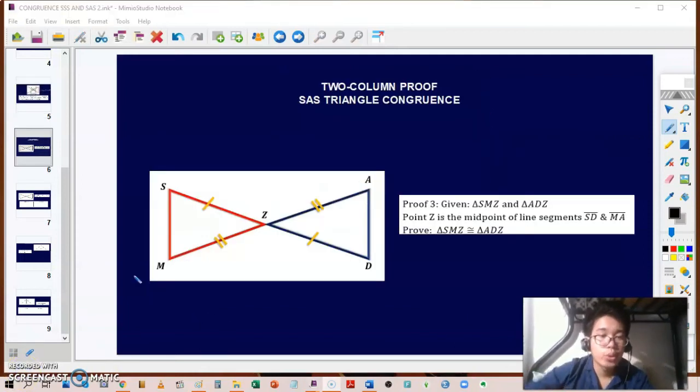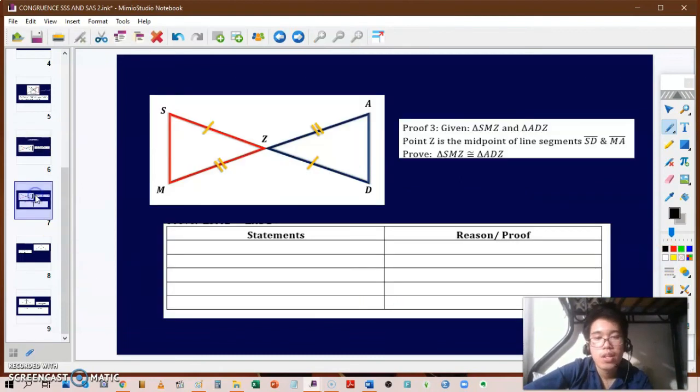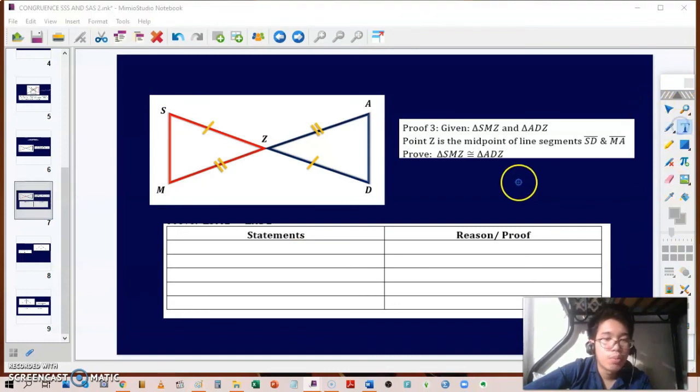Okay guys, so we have here our third proof. We have here triangles SMZ and ADZ. We want to prove that triangle SMZ and triangle ADZ are congruent, given that point Z is the midpoint of the line segments. So let's jump right ahead with the proof right here.